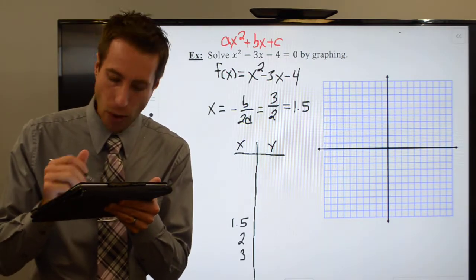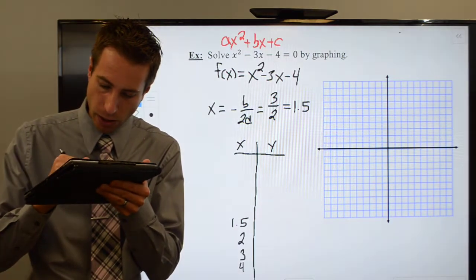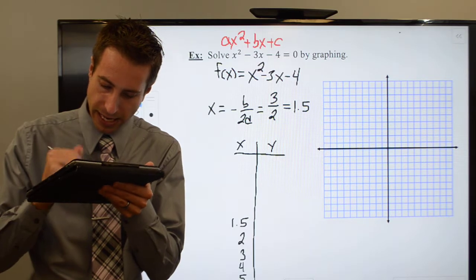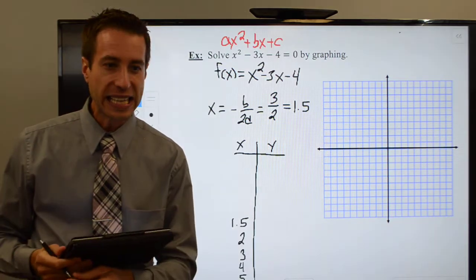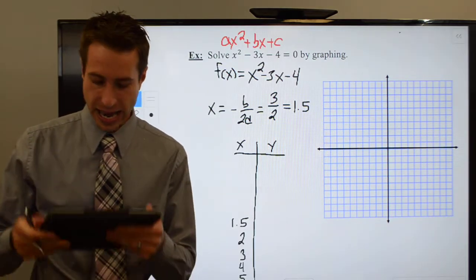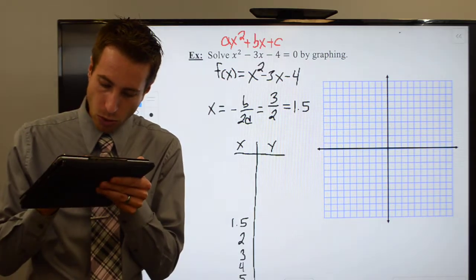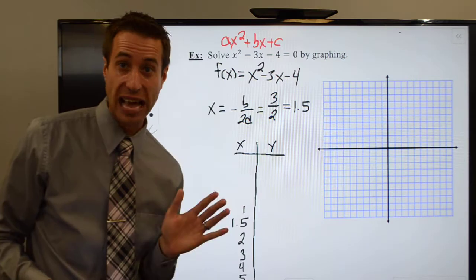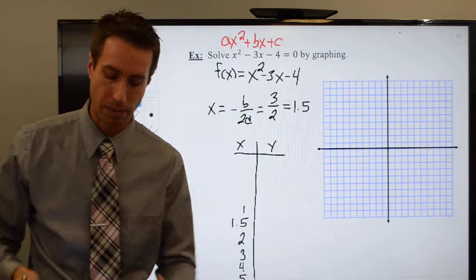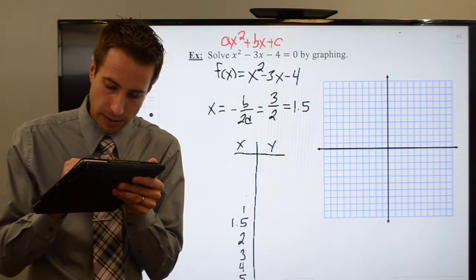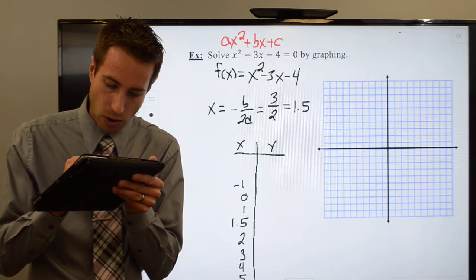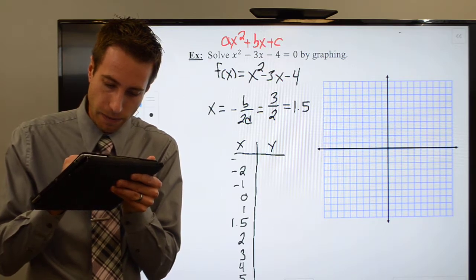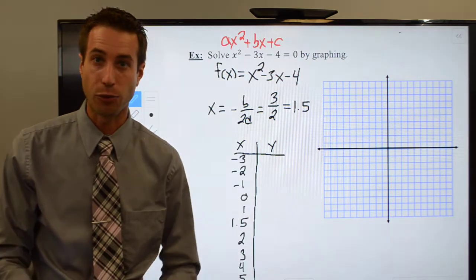Let's see, how far did I go? I went all the way to 6. 4, 5, and 6. In the other direction, go to -3. So it would be 1, because the next easiest number less than 1.5 would be a +1, 0, -1, -2, and -3.